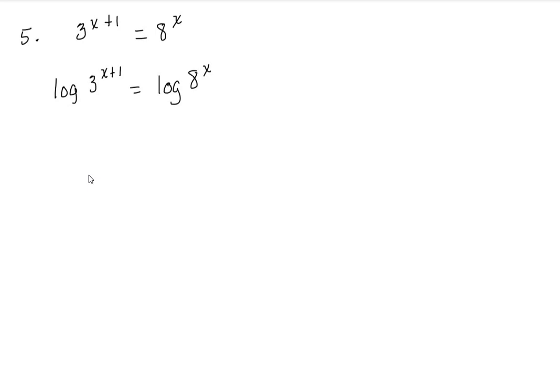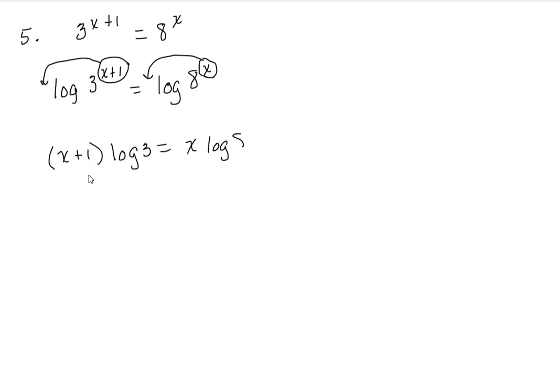Now I'm going to use my laws of logarithms, and I'm going to put the exponent up front here and here. Now, when you do that over here on this exponent of x plus 1, I have to put that in parentheses because that whole thing is going to be multiplied by the log of 3. Over on the right-hand side, I have x times the log of 8.